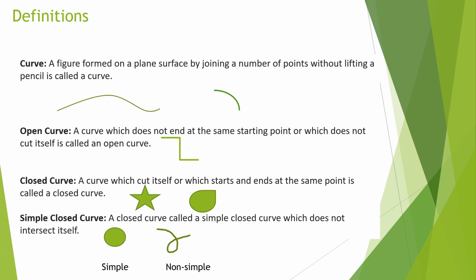Next is open curve and closed curve. Open curves are those which do not end at the same starting point, or they are not cutting themselves. And closed curves are cutting themselves and they are ending at the same point, that is, their starting and ending point are the same. Next is simple closed curve. A closed curve is called a simple closed curve if it does not intersect itself.